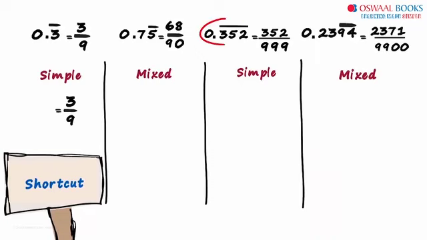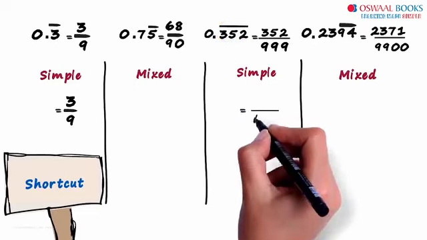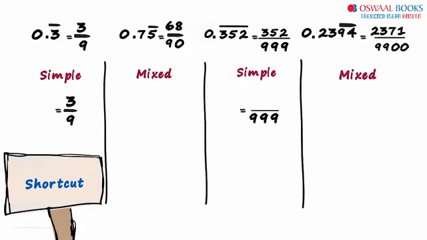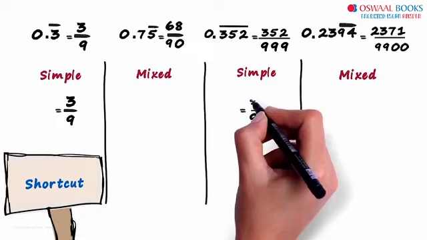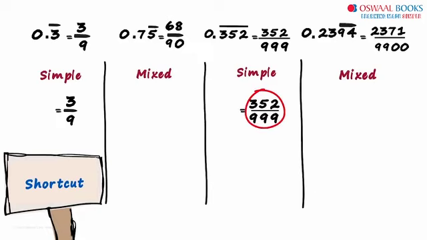Let's understand it with another simple recurring decimal. The denominator will contain as many 9s as the number of recurring digits. Here, we have 3 recurring digits, 352. So we will have 999 in the denominator. And the numerator without the decimal or the bar, 352. That's it. There's your answer. 352 by 999. Remember, for simple decimal numbers, the denominator will have as many 9s as the number of recurring digits, and the numerator is written without the decimal point and the bar.